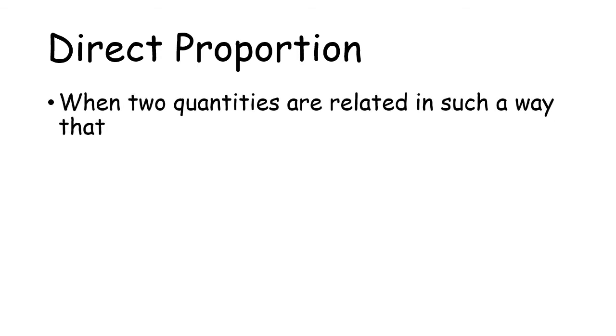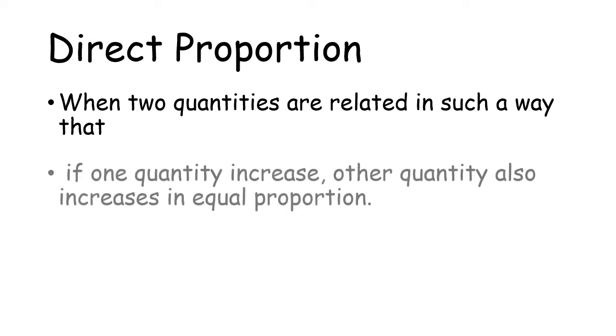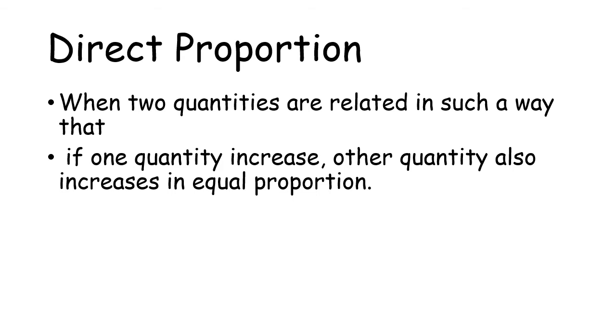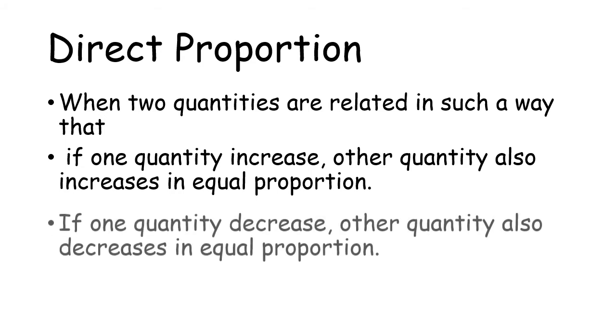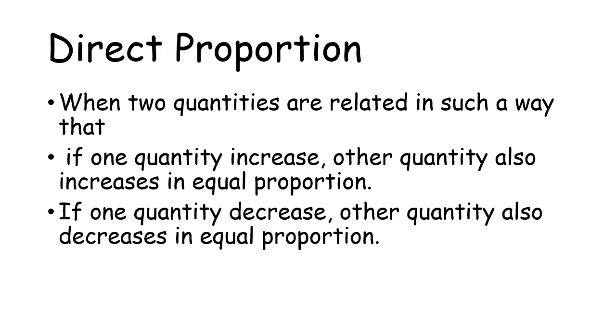Direct proportion. Now what is direct proportion? Before proceeding, there is a general definition that will help you to understand. When two quantities are related in such a way that if one quantity increases, the other quantity increases in equal proportion, or we can say that if one quantity decreases, the other quantity also decreases proportionally.